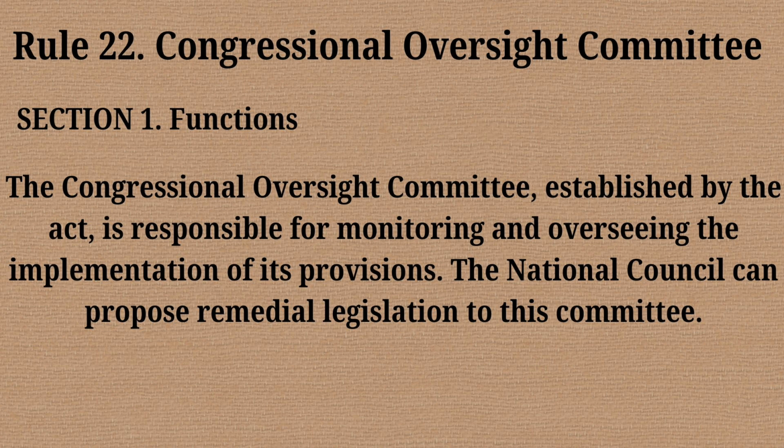So, this section is about a special committee called the Congressional Oversight Committee. This committee's job is to make sure that the rules and laws in the Act are being followed properly. The National Council can suggest changes to the laws if they see problems.